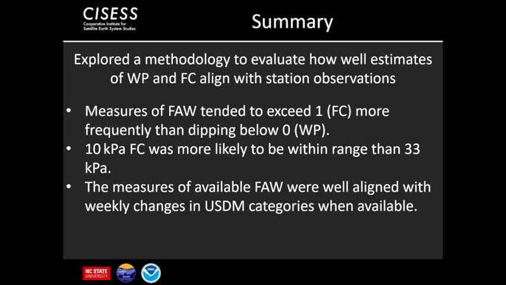This is why we believe the 10 kilopascal was preferred over 33rd bar when selected, because the lower matrix potential, you're going to have a higher soil moisture value. And we also found that the measures of fall aligned really well with changes in U.S. drought state.